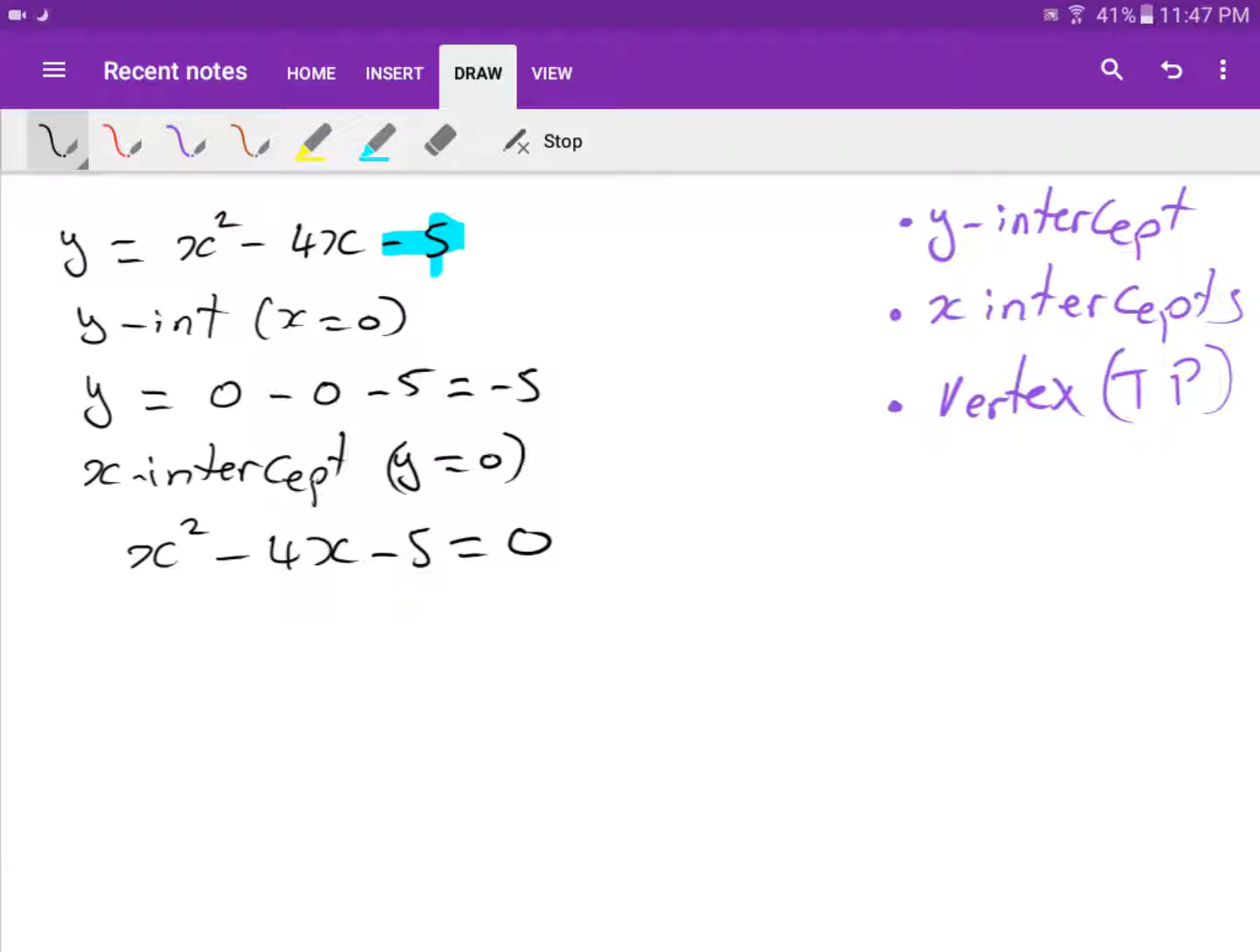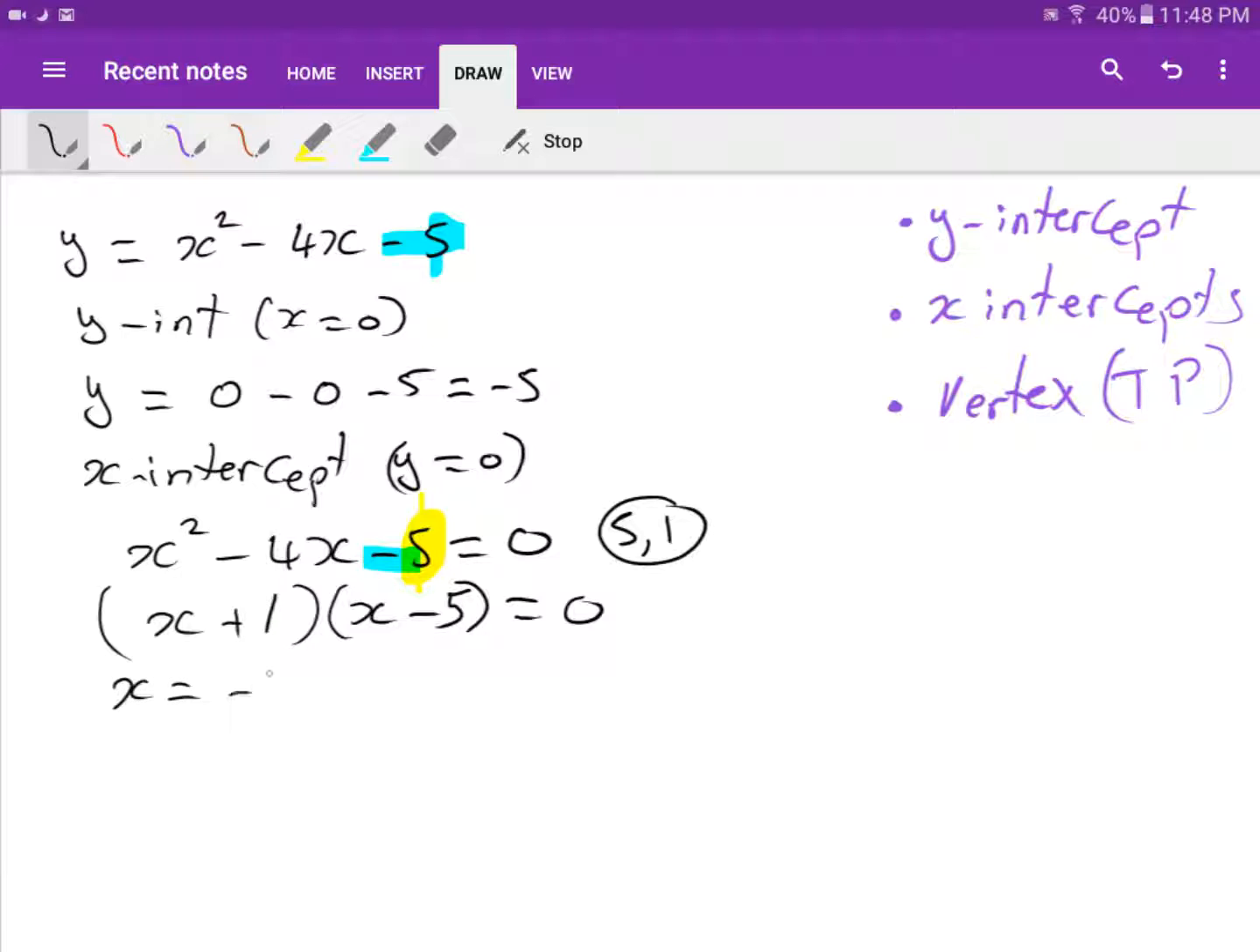Then I factorize it. To factorize, you look at this side. This side is negative, so I immediately put one plus and one minus, or one minus and one plus, it doesn't matter. Then you ask yourself the question: what times what gives me 5 here, but the difference is 4? In this case it should be 5 and 1. Because of the -4, the bigger number must be on the negative side, so it should be 5 here and then 1 here. Therefore x is -1 or x equals 5 to make the equation 0. So the x-intercepts are -1 and 5.